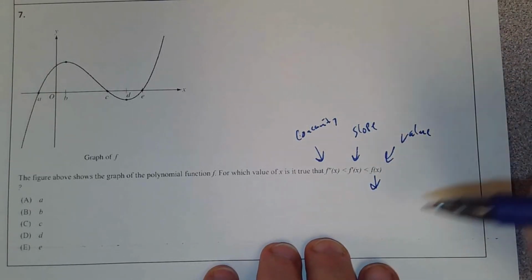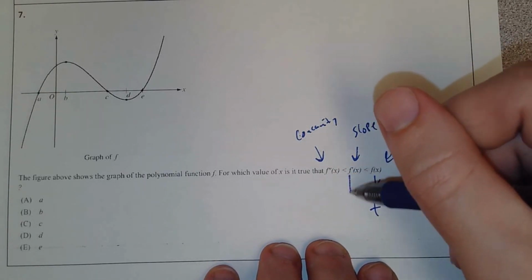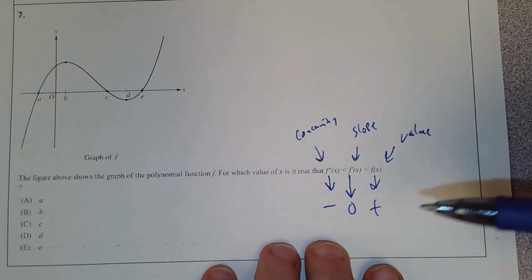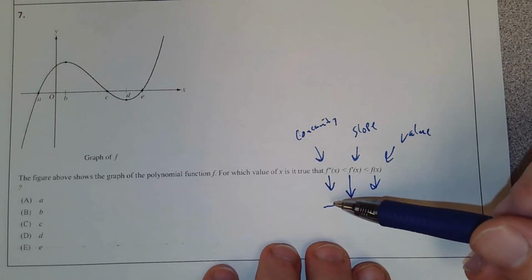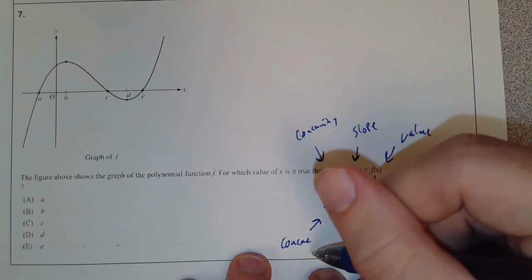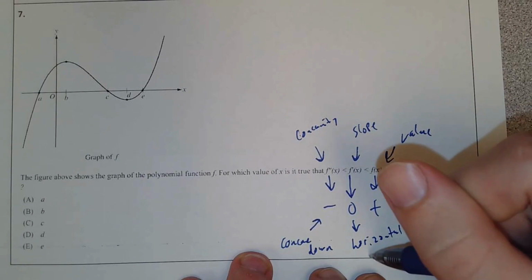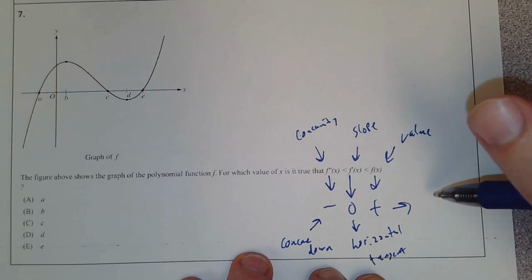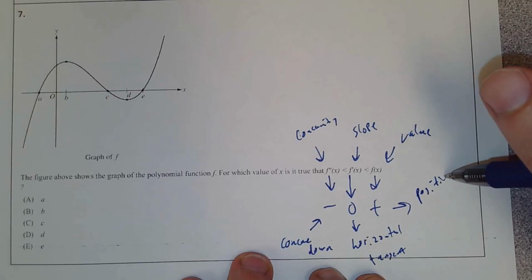And it's always positive, 0, and negative. So if this is my biggest value, it should be positive. If this is my middle value, it should be 0. And this is my smallest value, it needs to be negative. So I'm looking for somewhere where the value of the function is positive and the slope is 0 and it's concave down. So I want concave down. I want a horizontal tangent line. And I want a positive value, positive f.